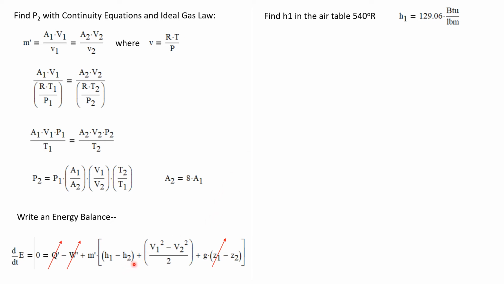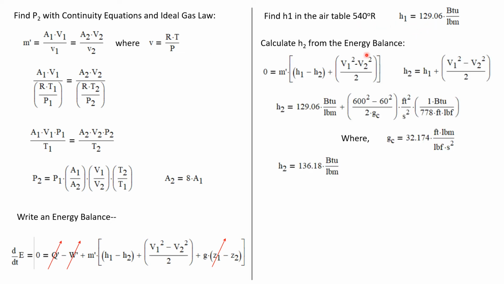We're going to be looking for state 2 properties. So let's digress here momentarily and find the enthalpy at state 1. Well, we can do that with the air table at 540 degrees R. We can directly get a value out of the table for h1. Now, with that known, we can calculate the enthalpy for state 2. Let's rearrange what's left of our energy balance and solve it for h2. Well, let's see, it's simply equal to h1, which we just got out of the table, plus V1 squared minus V2 squared over 2.